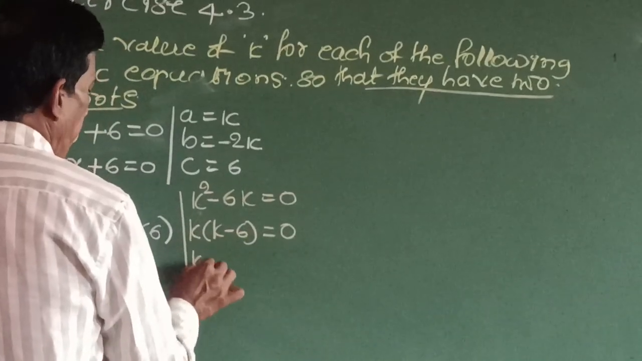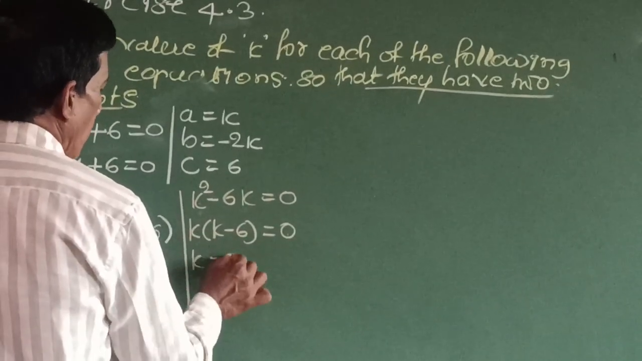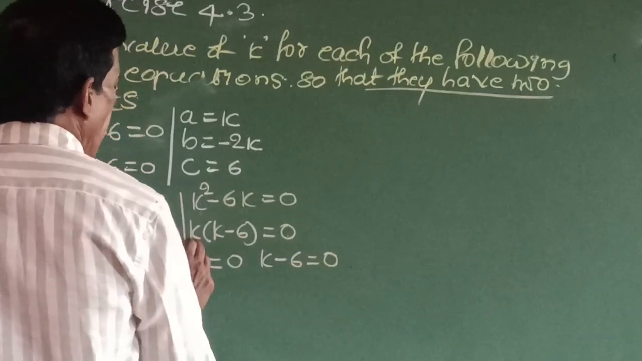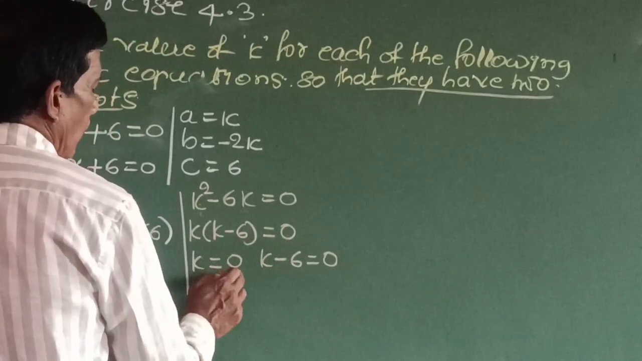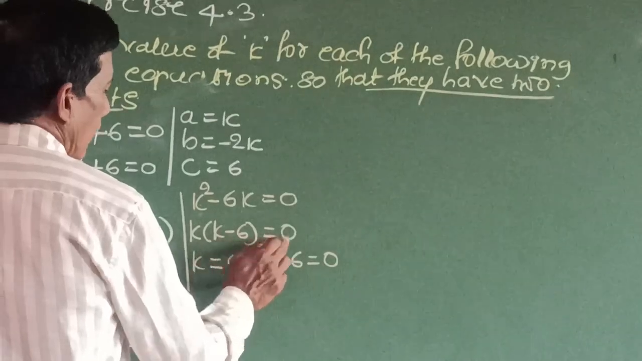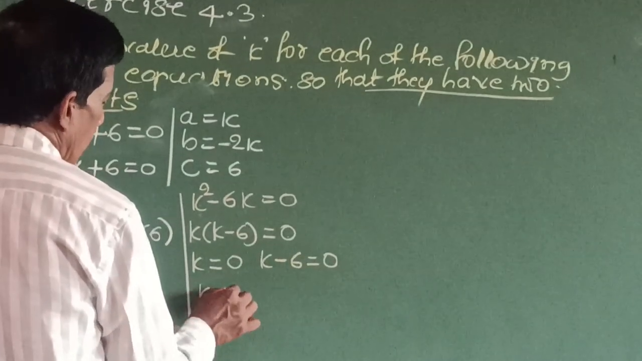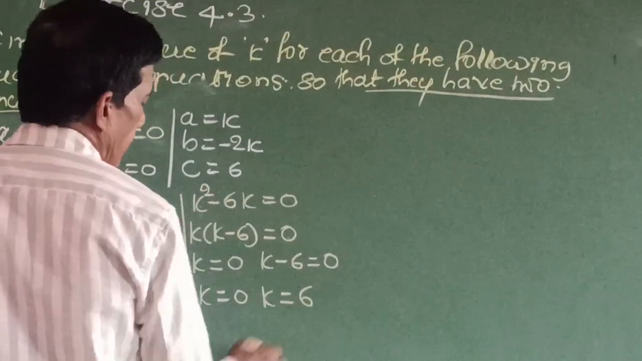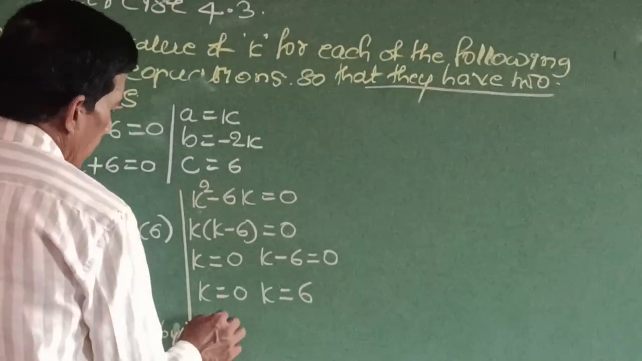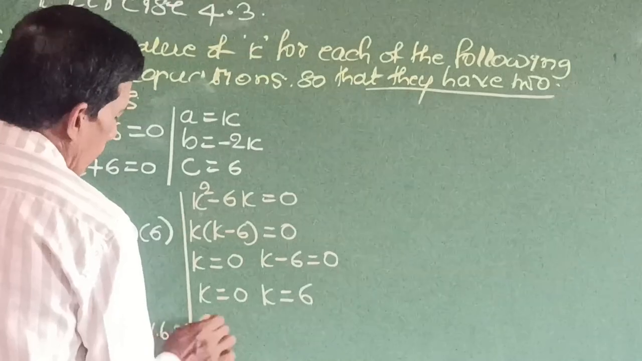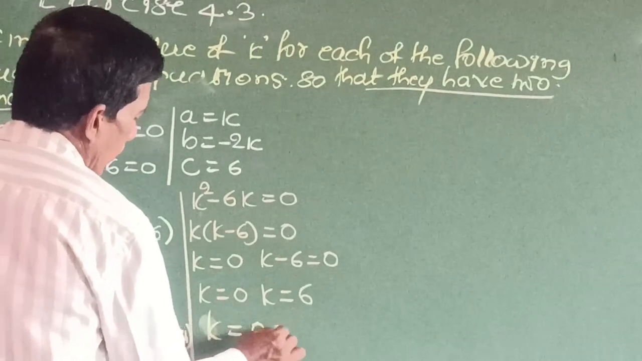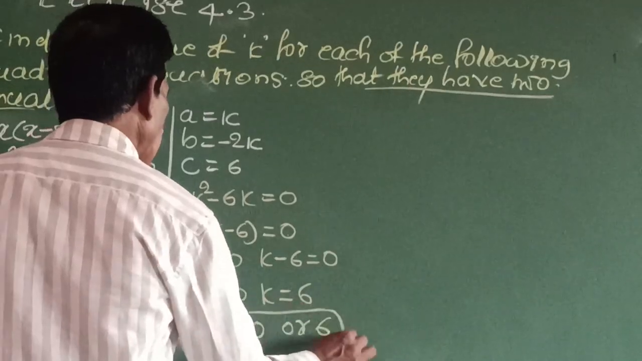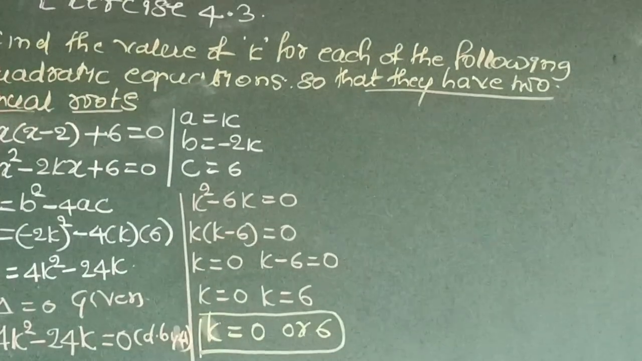k equal to 0, or k minus 6 equal to 0, so k equal to 0 or k equal to 6. So finally, the answer is: the k value is 0 or 6.